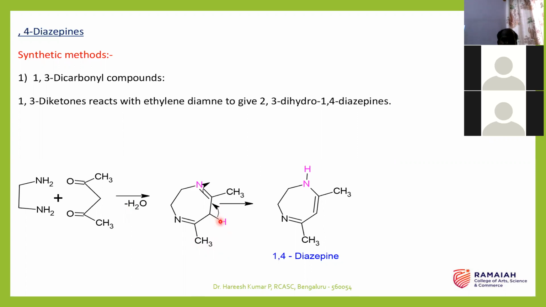How does it rearrange? Migration of a proton from one position to the third position. That means this bond pair can come over here and this can fix up this proton. So it rearranges, giving rise to the product 1,4-diazepine, more particularly 2,3-dihydrodiazepine. Okay, so this is one method. I will go to the next slide.